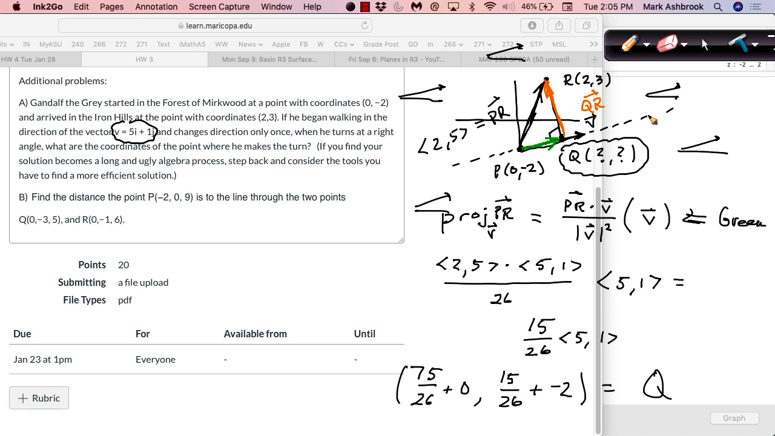Right, so the whole point of the vector projection is that it gives you the vector component of one parallel to another. So that green vector is going to be some scalar multiple of 5, 1, because they're parallel.